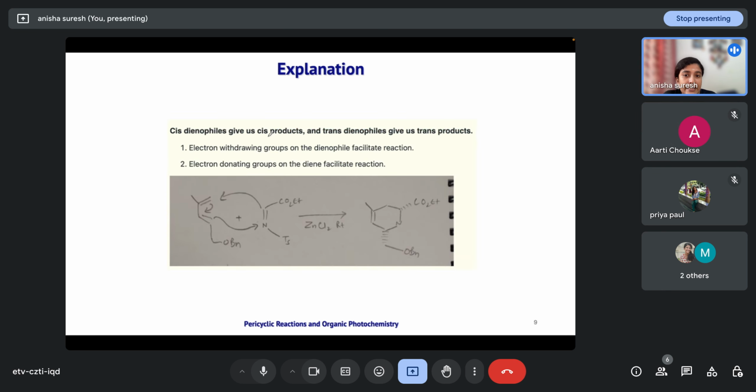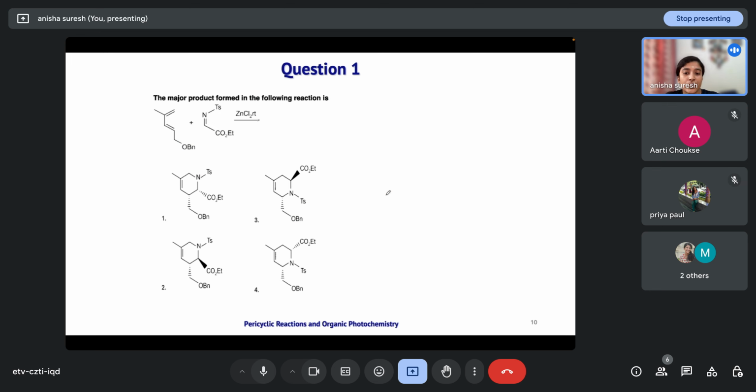So, cis dienophiles give us cis products, and trans dienophiles will give us trans products. And for the electron withdrawing group on the dienophile, the presence of this electron withdrawing group makes this center electron deficient, and the presence of this electron donating group makes this center electron rich. So that is the reason why it will result in the formation of this regioisomer. Clear? Yes. Okay. So answer 4 is the right answer. Now coming to the next question.